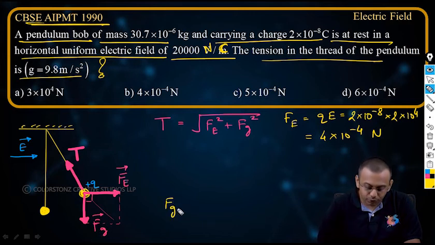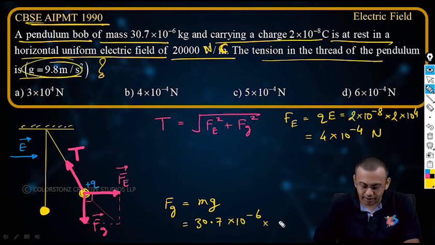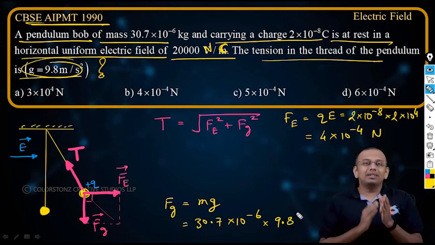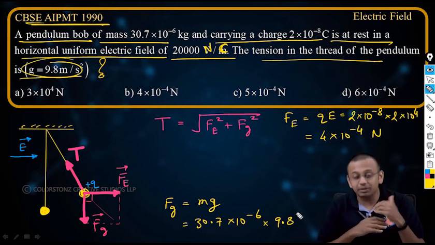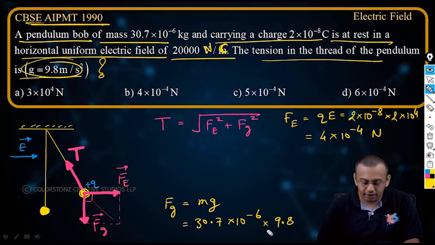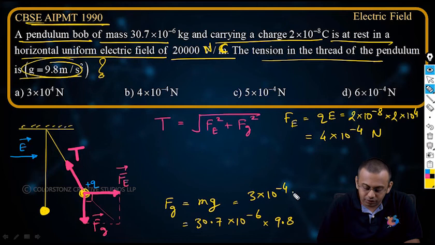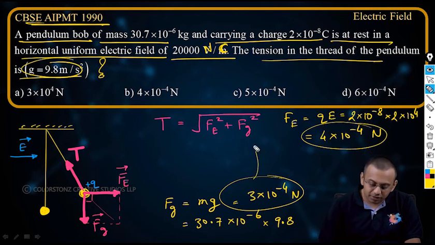Fg, the gravitational force, if I calculate it, is simply mg. Mass is 30.7 into 10 to the power minus 6. g is to be taken as 9.8. Now, 30.7 into 9.8 can be approximately taken as 30 into 10, which will become 300. So we have 300 into 10 to the power minus 6, which will give Fg equal to 3 into 10 to the power minus 4 Newton. So this is the gravitational force, this is the electrostatic force. Put these values here and find the tension.